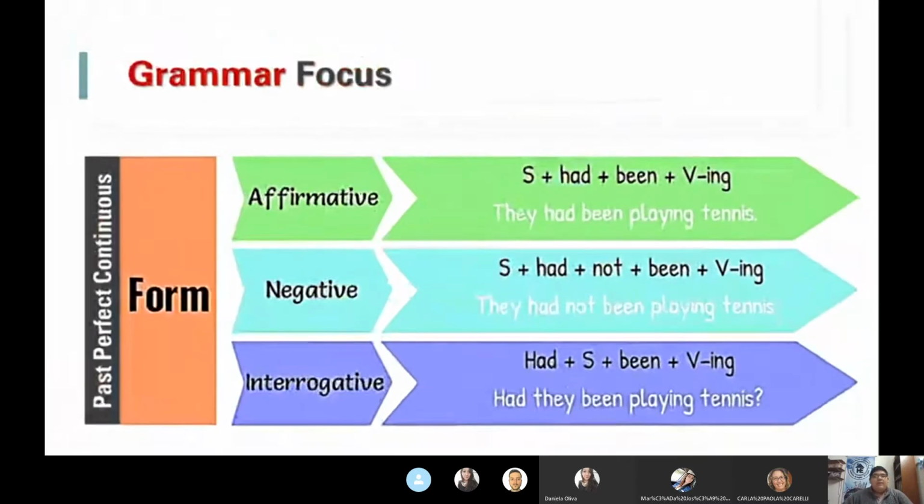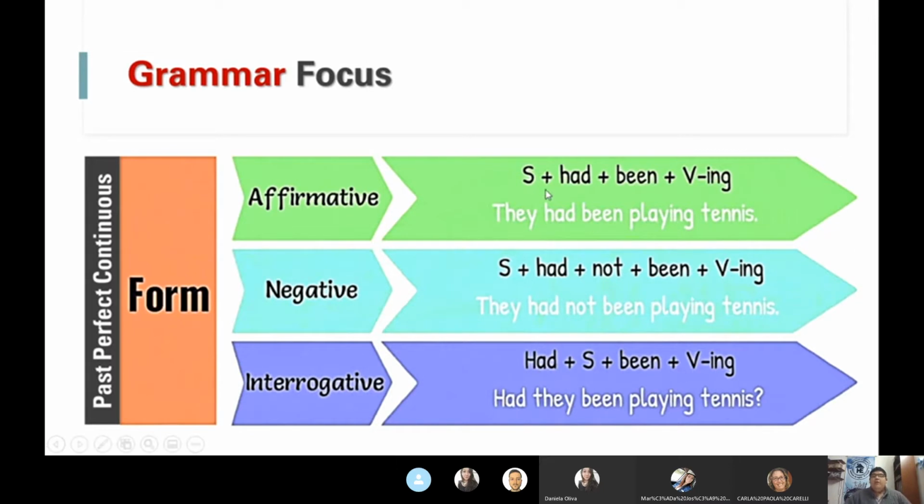Today I want to talk about the past perfect continuous, yes? We've just revised the past perfect simple. So here we have the structure of the past perfect continuous. So as it is a continuous tense, we use the ing form, okay? As it is a perfect tense, we use have, okay? And we also need the verb to be.